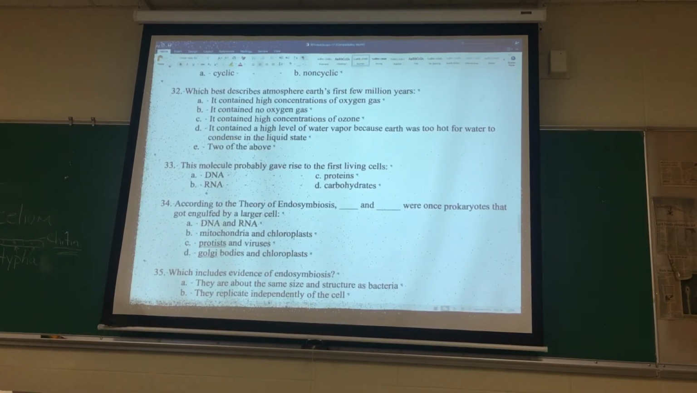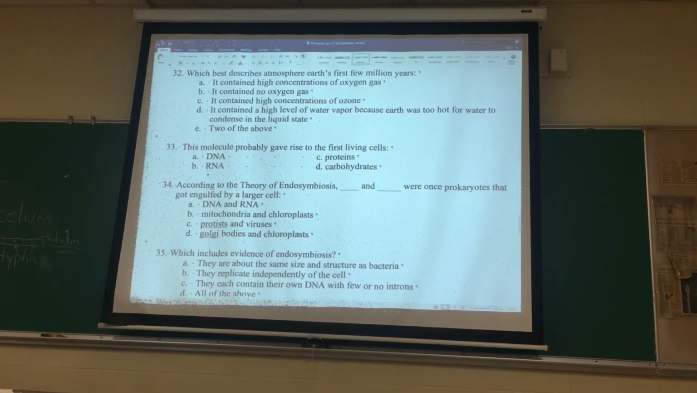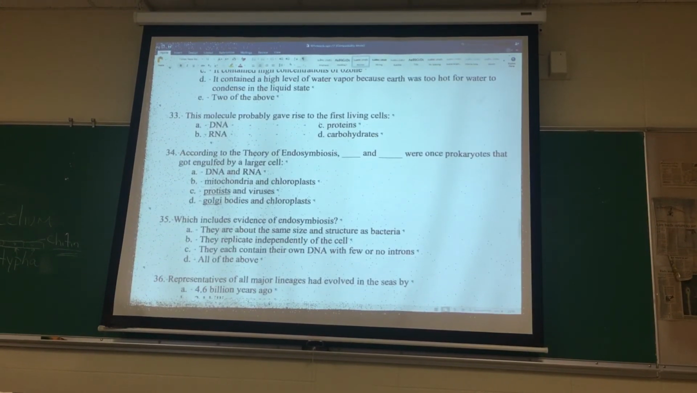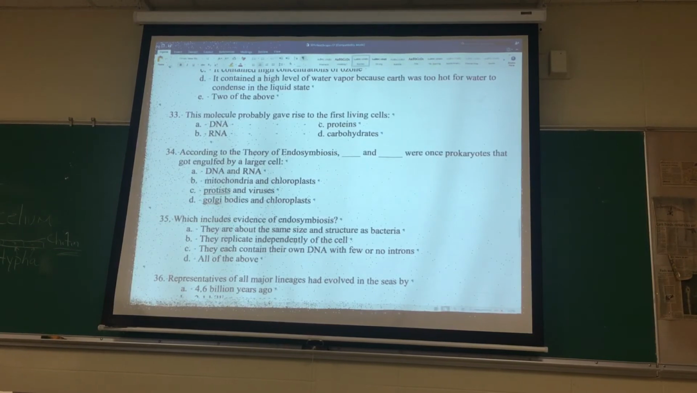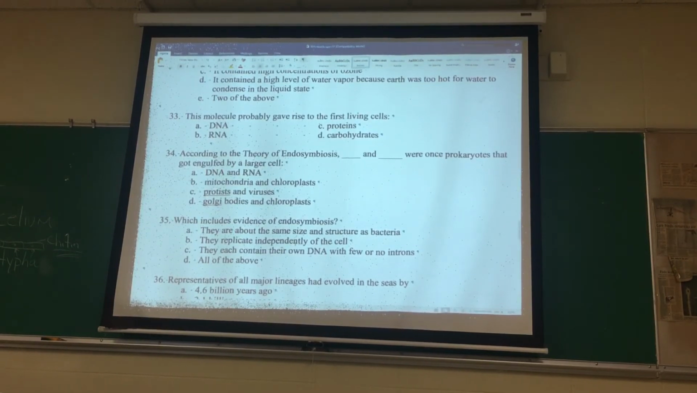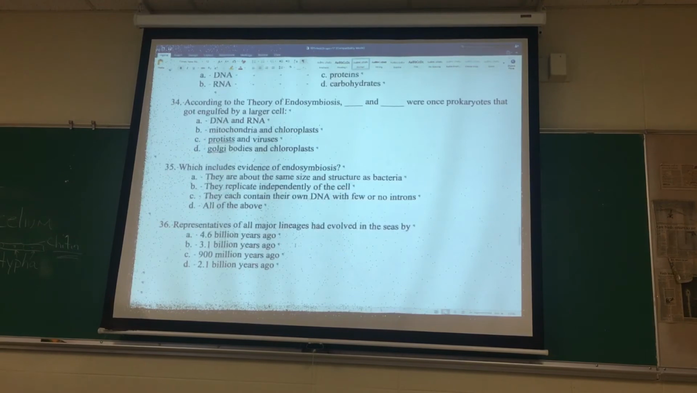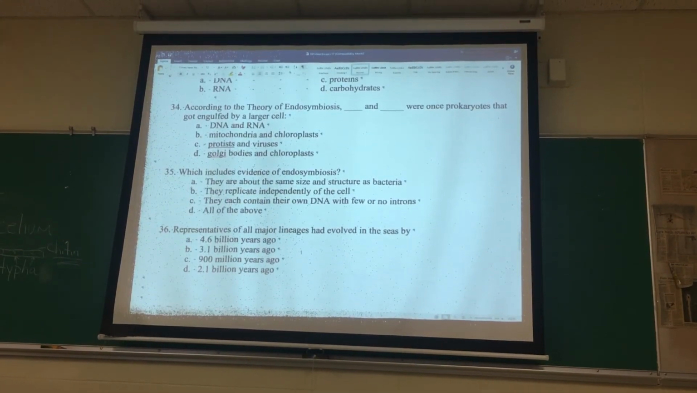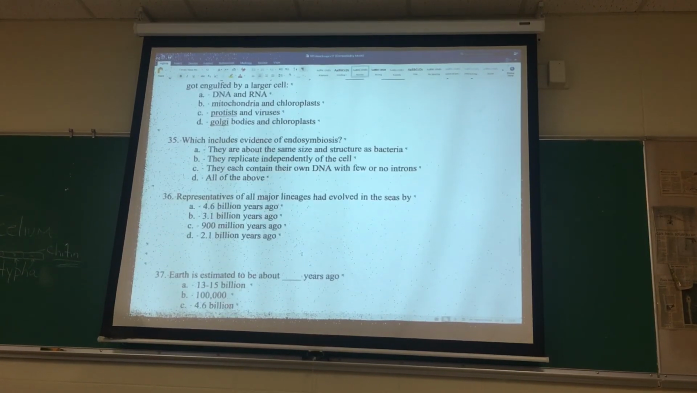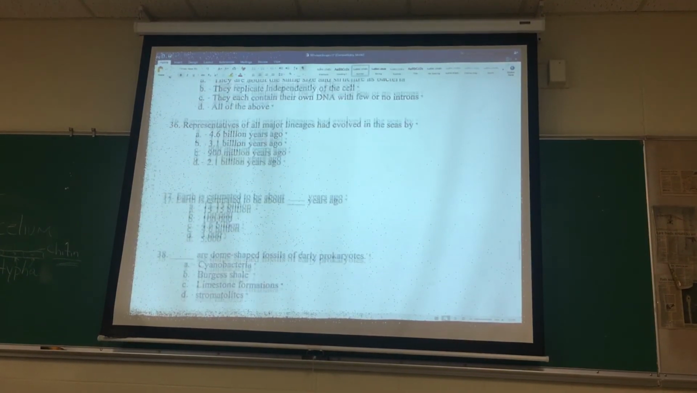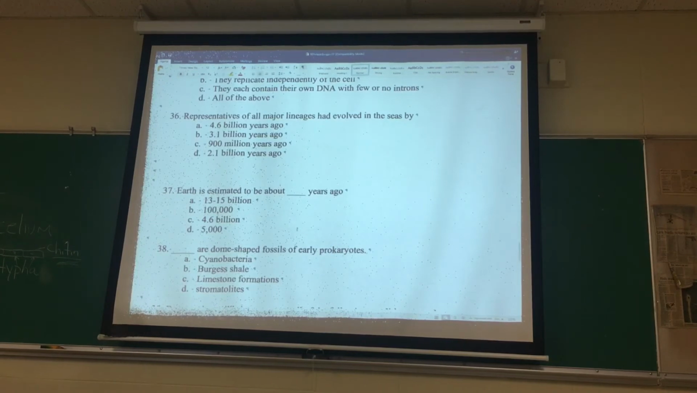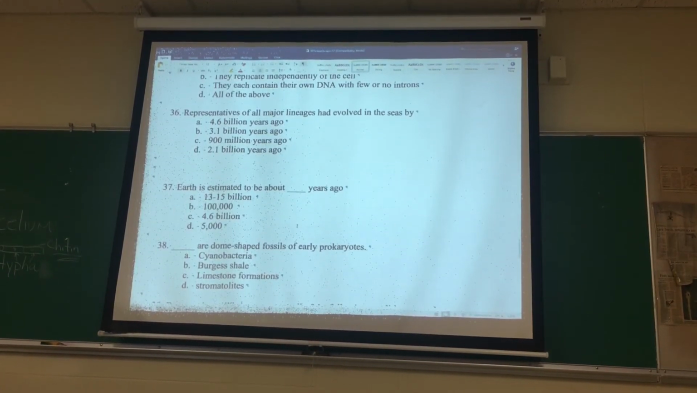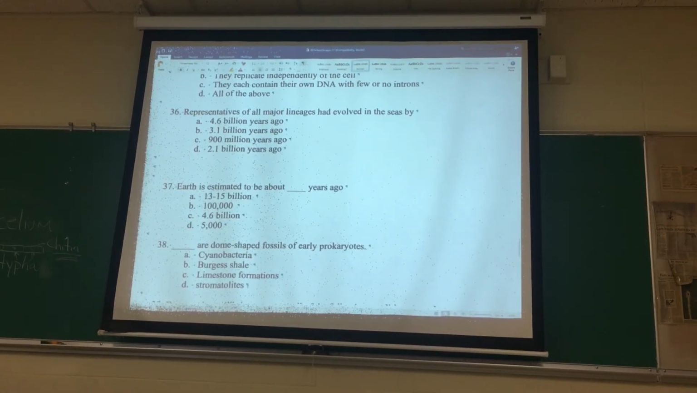Mitochondria and chloroplasts were once prokaryotes. All of these are good evidence of endosymbiosis. 900 million years ago, most of the major lineages had shown up on Earth by then. Earth is estimated to be about 4.6 billion years old. The stromatolites are the dome-shaped fossils.